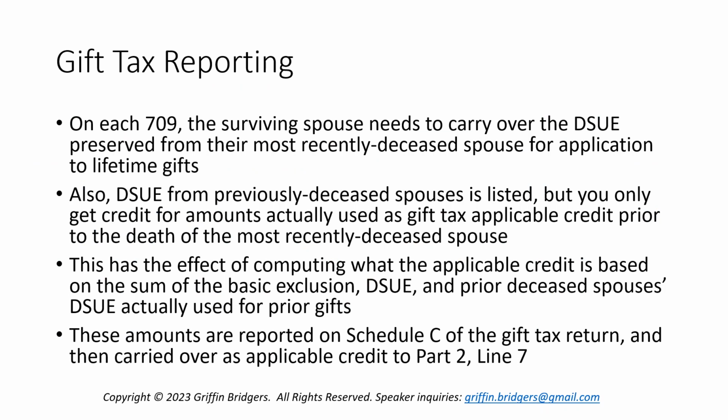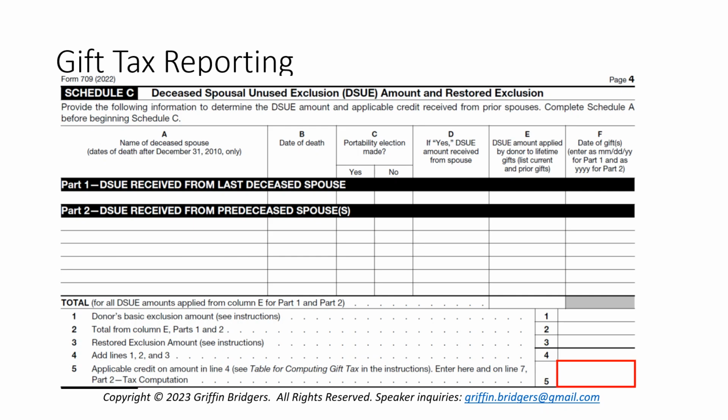So what we do here is use Schedule C to add up on Part 1 the DSUE from the last deceased spouse, which we get full credit for, and then on Part 2, the DSUE from predeceased spouses that was actually used for lifetime gifts before the death of the most recently deceased spouse, which you can see on column E.